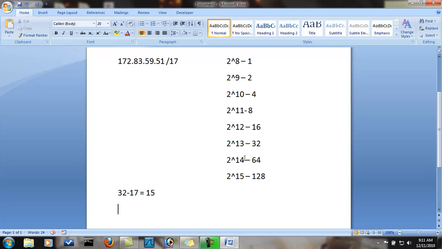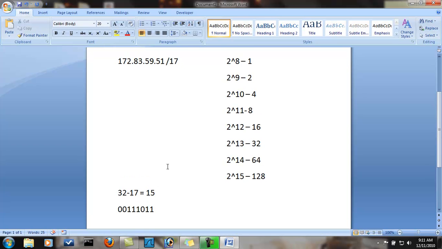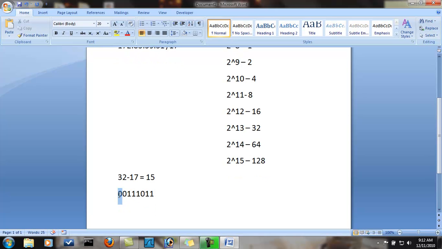So what I would do is lay out the 59 in binary, which is 0 0 1 1 1 0 1 1, and I would count 17. So over here is 16, over here 16, 17. 17 is here, so that means we're starting off with a 0. So our first network address is going to be 172.83.0.0.